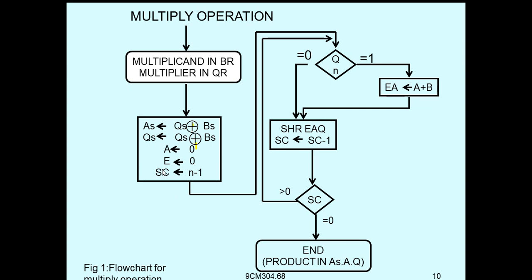So I told you SC was set to the number of multiplier bits, an equal number of bits of the multiplier. The multiplier sign bit is also included, so for that we have to set it to n minus 1 bits. So if it holds 5 bits along with the sign, then 5 minus 1 is 4, like that.